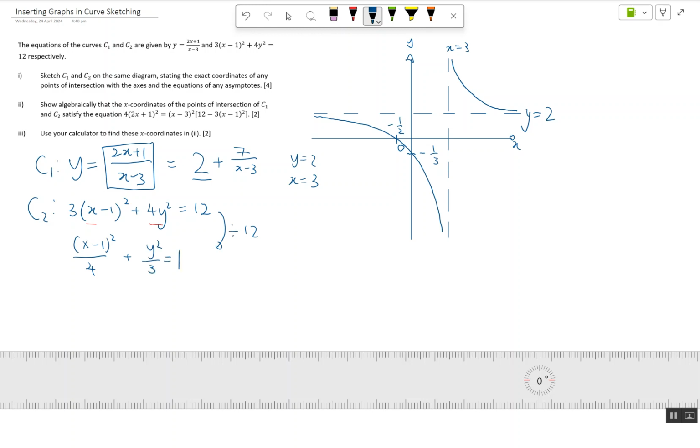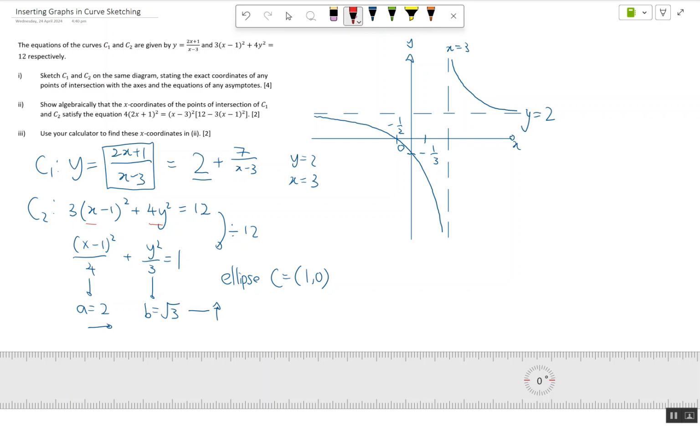You have to identify that for this, a is equal to 2, and for this, b equals root 3. Now this is going to be an ellipse with center at (1, 0), and then a is equal to 2, b equals root 3. Okay, so at (1, 0), it is going to be here. Now root 3 is the vertical distance, a is the horizontal distance.